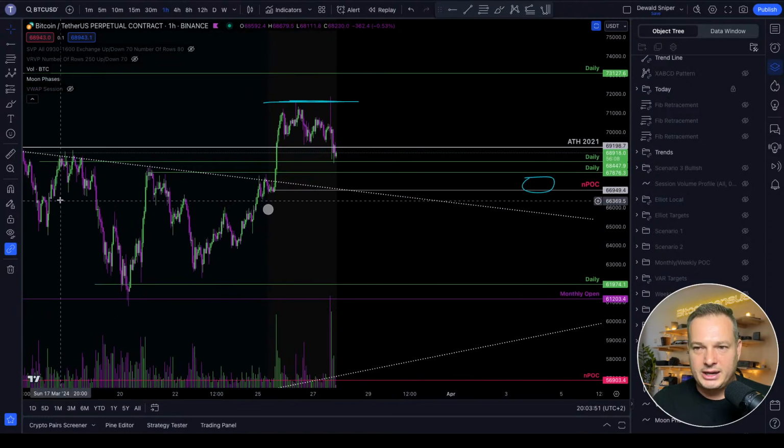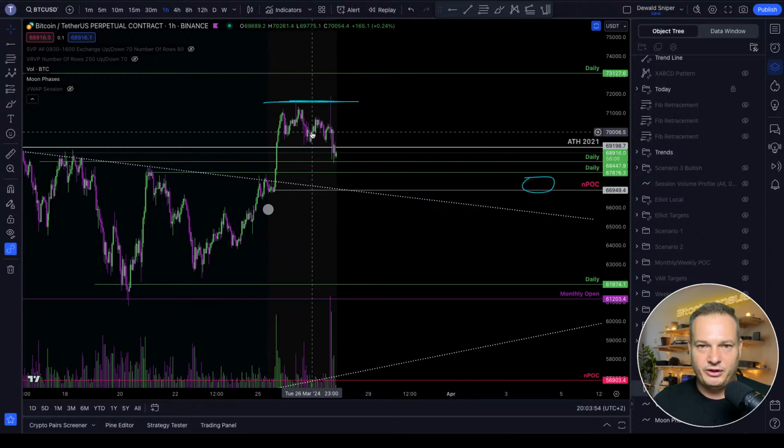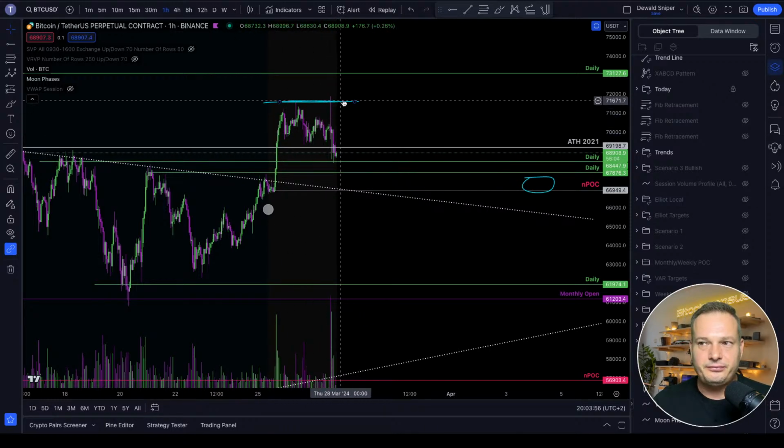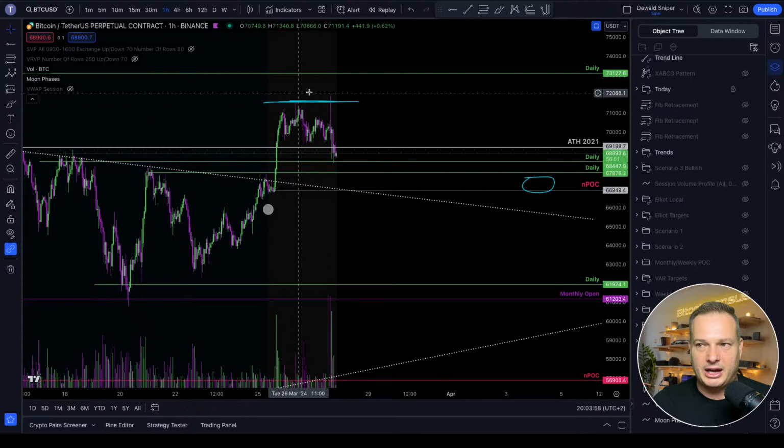When the price is moving sideways like this, it becomes very boring. People don't know what to do. There's always a trading opportunity, and this is where I play Bitcoin because it respects daily levels.